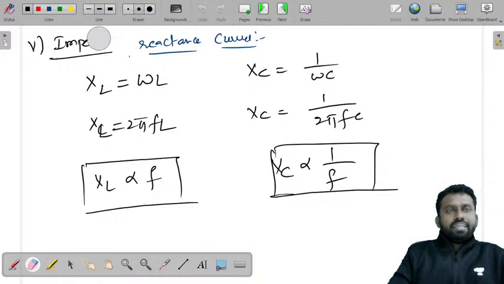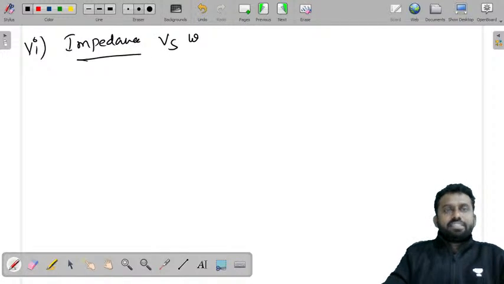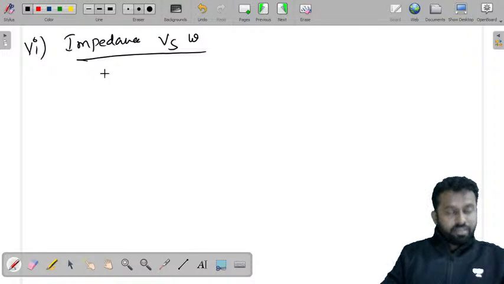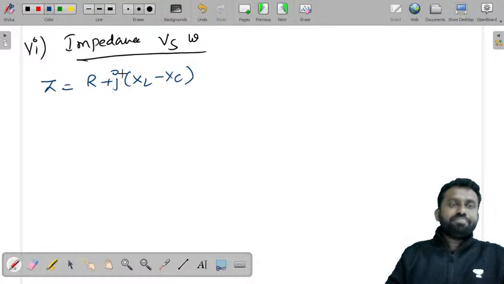Instead, I'll just only take reactance curves here as the fifth one, and let us see the sixth one as impedance. Impedance versus frequency. So what is impedance versus frequency? Impedance is Z equal to R plus j(XL minus XC).